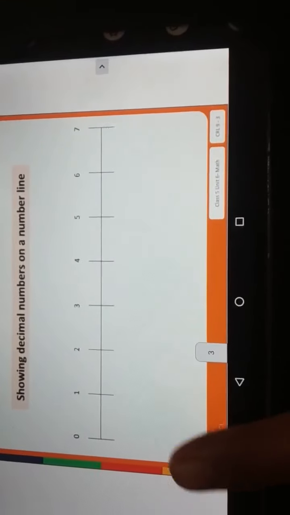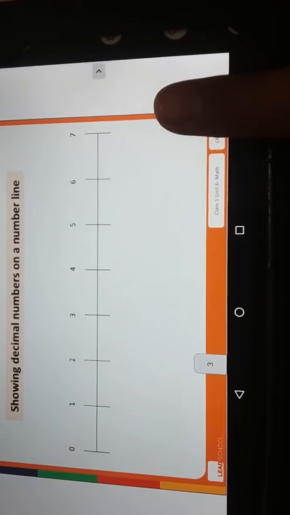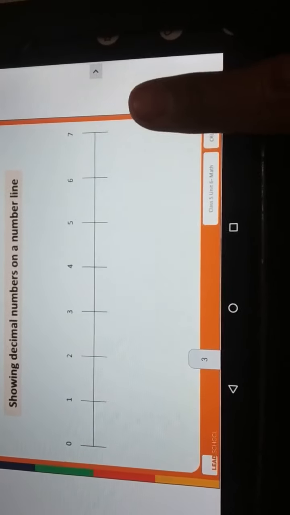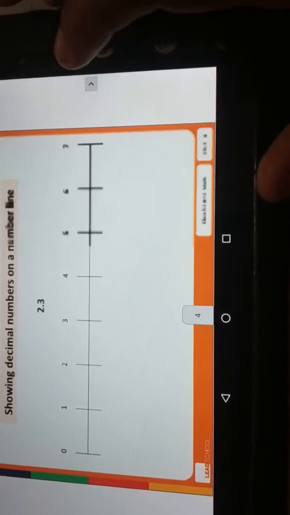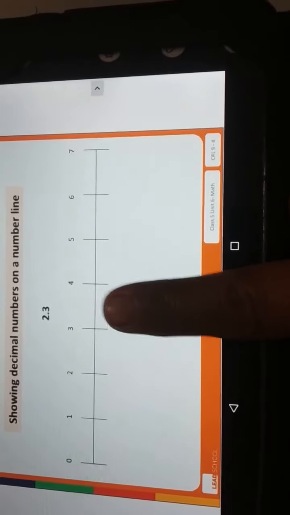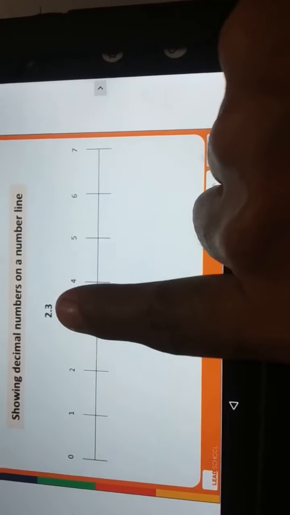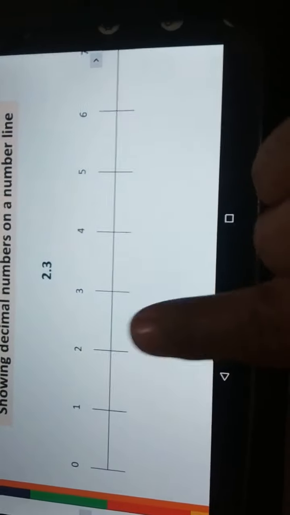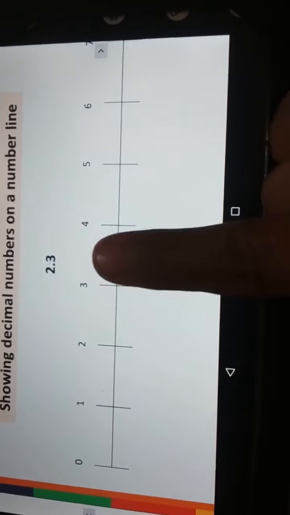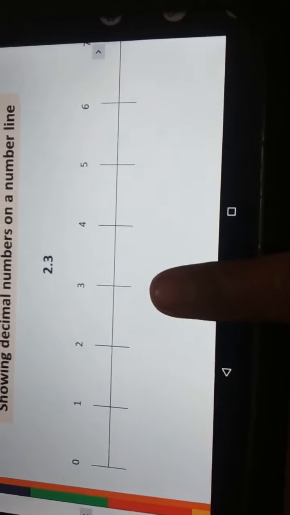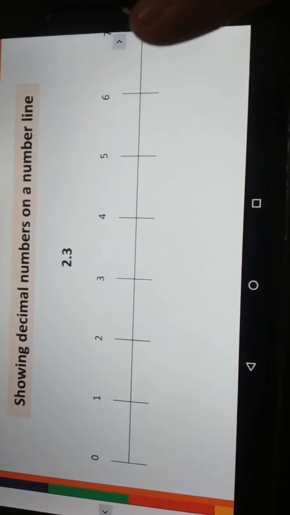Here, numbers 0 to 7 are there. In that, the number is 2.3. Now we have to mark the decimal point. What is a decimal number? 2 point 3. Here is a dot. This one is a dot. This dot is a decimal. 2.3. So here is the number 2, but 0.3, that 3 is between 2 and 3. 2 and 3 के बीच में, right?